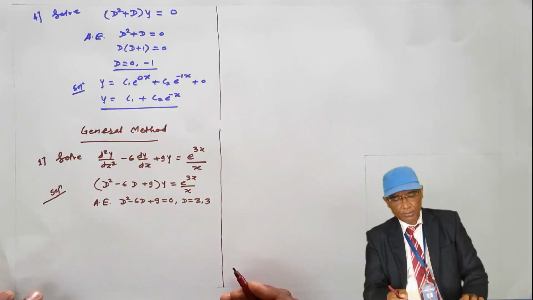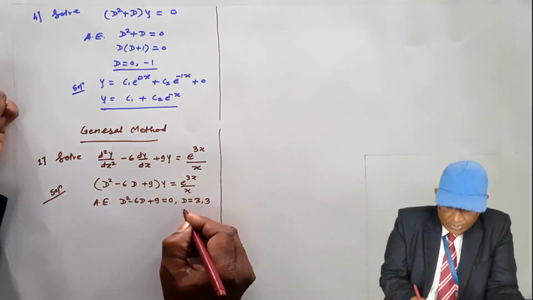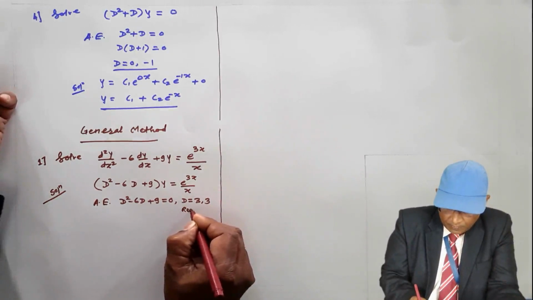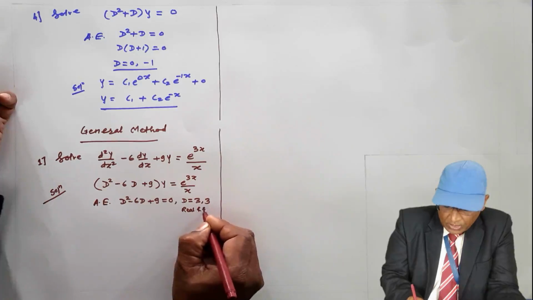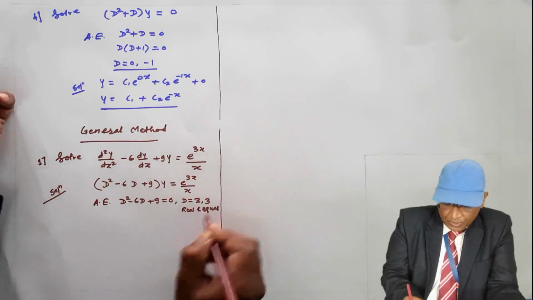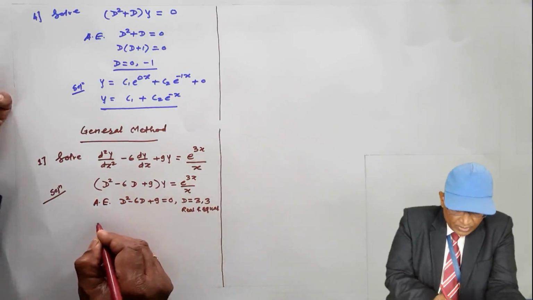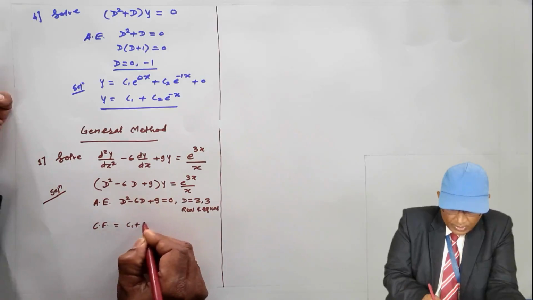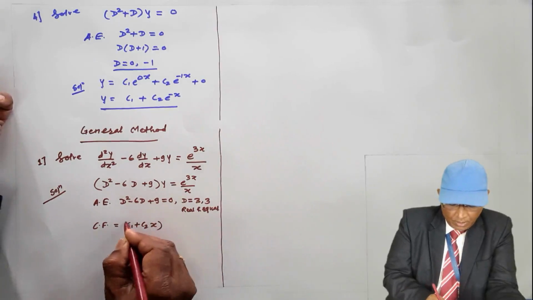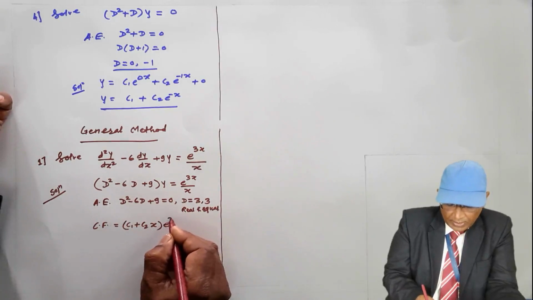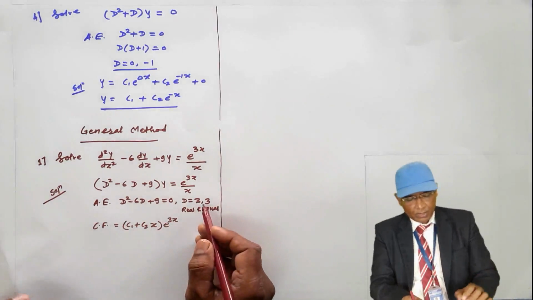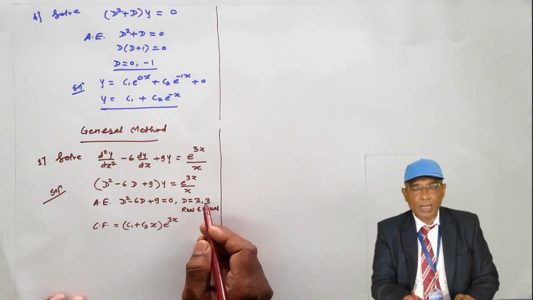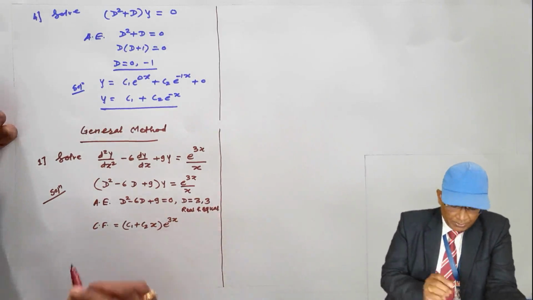The roots of the auxiliary equation are real and equal. If the roots of an auxiliary equation are real and equal, the complementary function is c1 plus c2x, outside of the bracket e to the power 3x, because 3 is the root. These two roots are repeated roots and real roots. This is the complementary function.